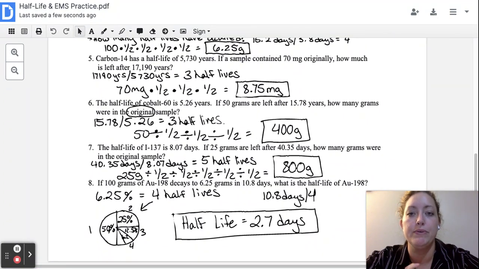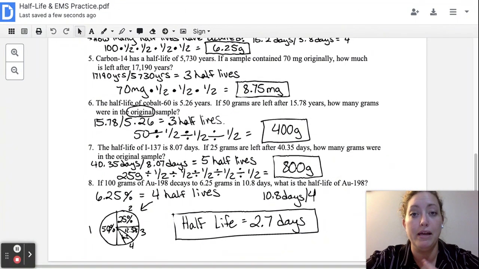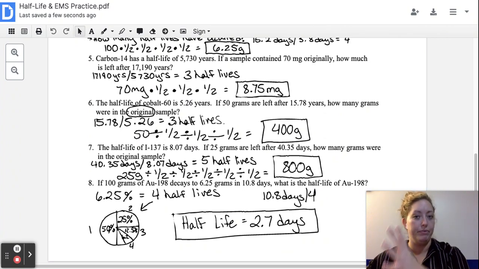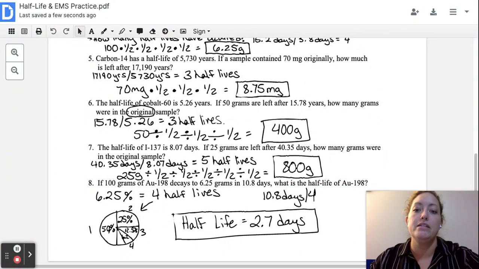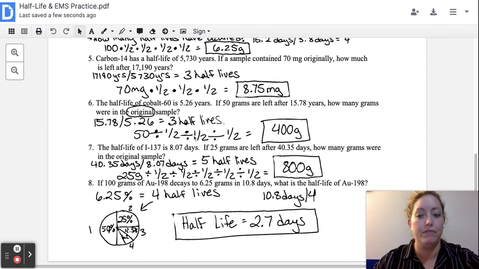6, let's see. This one was a little tricky because you were kind of working backwards on it. So for this one, it gives you the half-life is 5.26 years. You're saying if 50 grams are left after a period of time has passed, so after 3 half-lives have passed, I now have 50 grams of radioactive material. How many grams were radioactive in my original sample? So the only difference here is that instead of multiplying by each half-life to go from your original to the final, since you're going from the final back to the original, you're going to be dividing by each half-life. So we figured out there's 3 half-lives. So we're going to have 50 divided by 0.5, divided by 0.5, divided by 0.5. It gives you 400 grams.